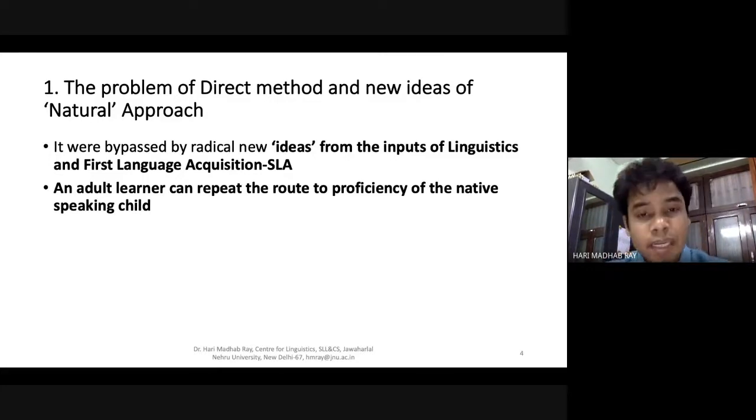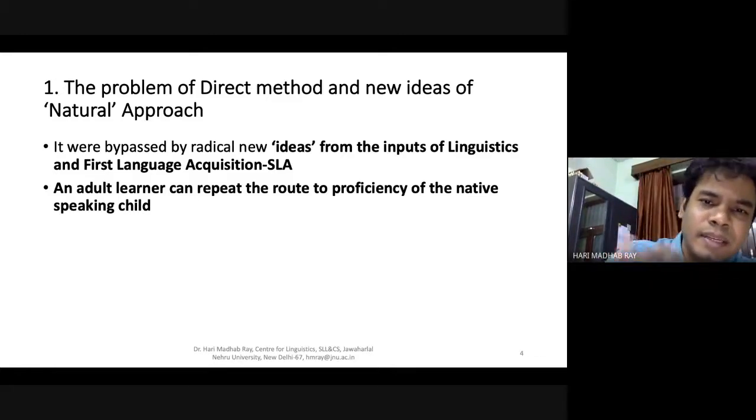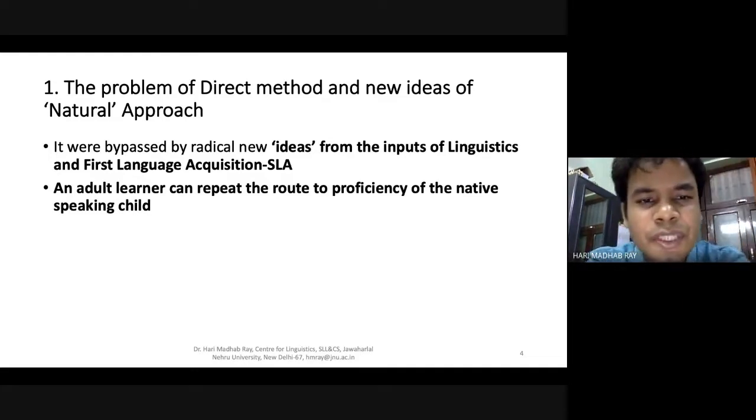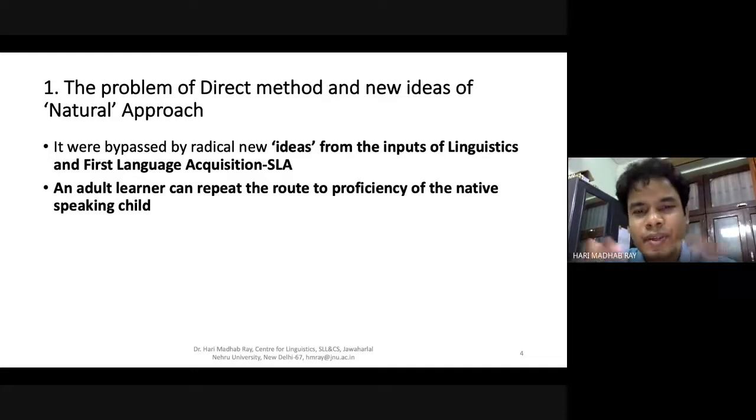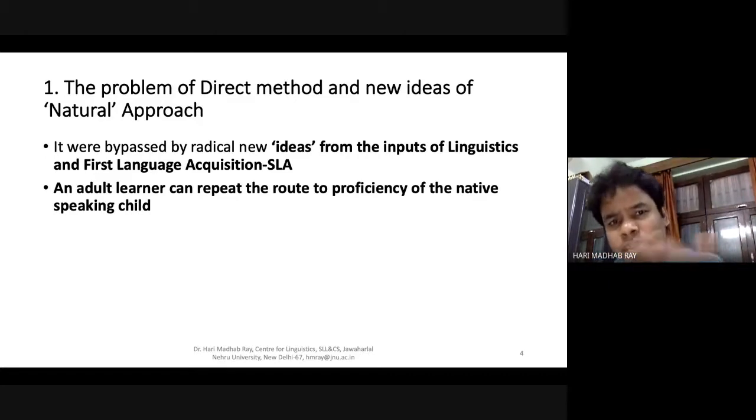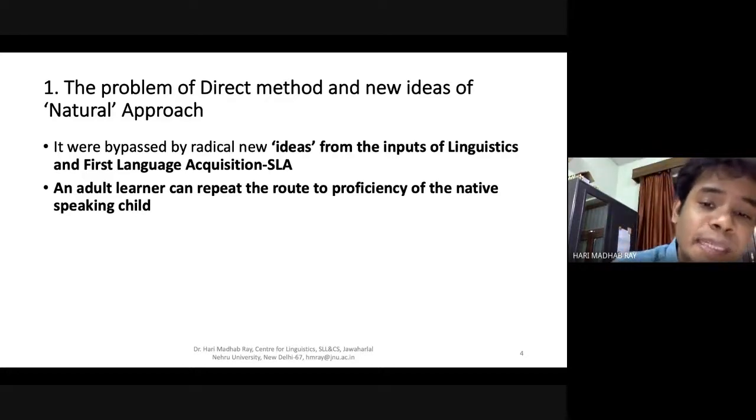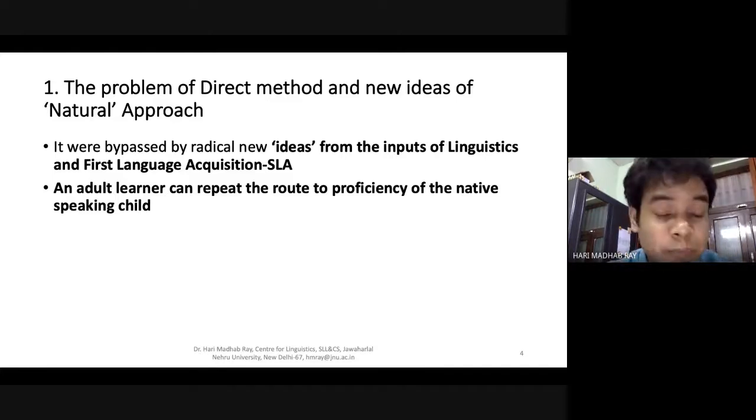Because if you compare children's grammar with adults' grammar, children also make mistakes. So mistakes are fine and accepted, and not over correction, not too much over correction. So there are many things, especially related to first language acquisition and second language research, the kind of ideas that were brought there, and those were practiced also, you see. So an adult learner can repeat the road to proficiency of the native speaking child.